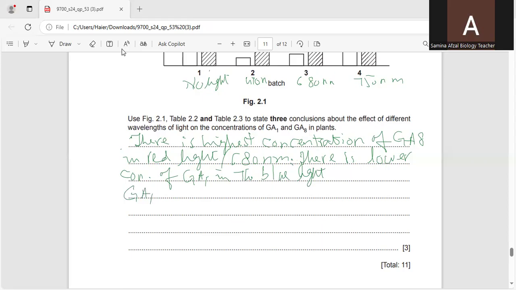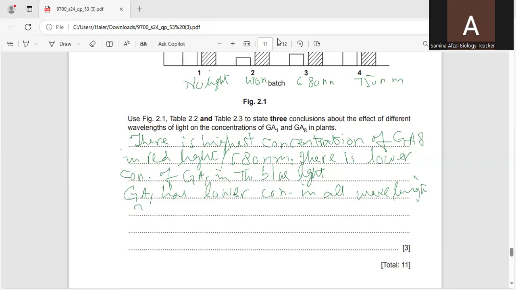GA1 has lower concentration in all wavelengths. You can see from the graphs that it is the lowest in all wavelengths. Now you can also see from the table. I think we have written the three answers.